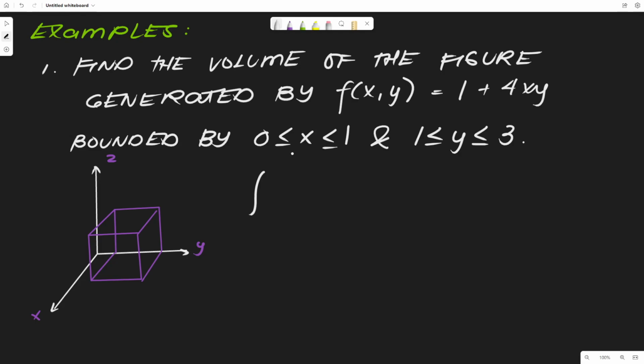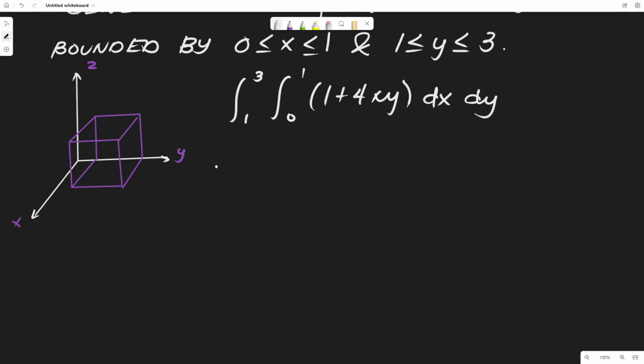Now, for example, sige, gamitin ko muna dito sa labas si y, sa loob si x. So from 1 to 3, integral from 0 to 1 nung function natin na 1 plus 4xy. Okay? So, since 0 to 1 is x, so dx yung mauuna ko, then dy. Okay? So, let's solve. So, we have the integral from 1 to 3.